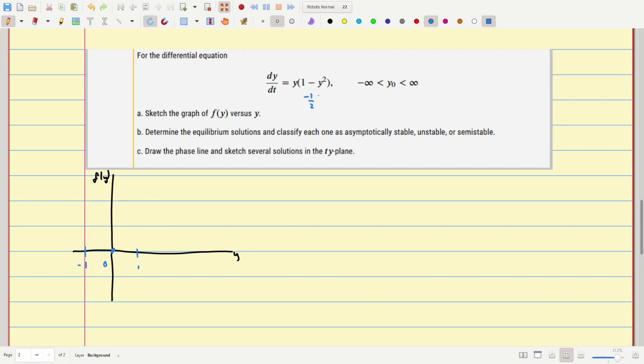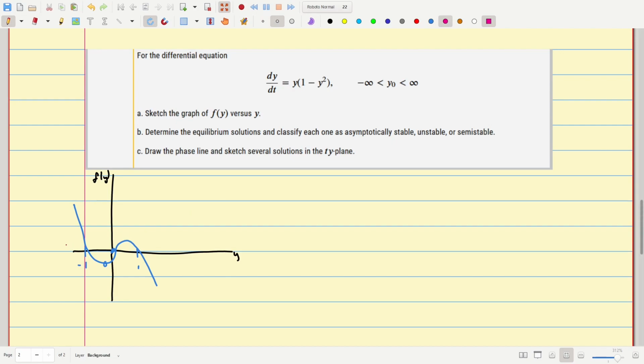And then we can do the same thing by plugging in 1/2. We're going to get a positive value in that case. So we expect this to look something like this. And we know that the end behavior is going to point in different directions because this is a cubic polynomial if we multiply everything out. Okay, so this gives us a small sketch here.